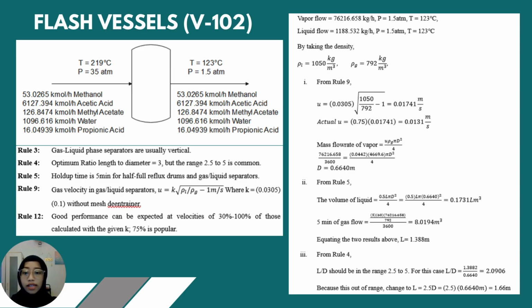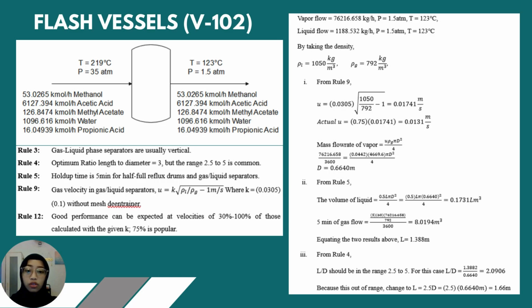Rule 9: gas velocity in the gas-liquid separator is calculated using the U equation below, where K is 0.0305 without the mesh entrainer. And last but not least is rule 12: good performance can be expected at a velocity of 30% to 100% of that calculated with the given K, but usually 75% is popular.